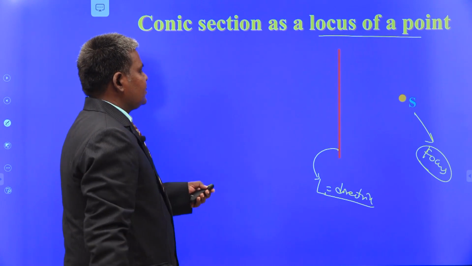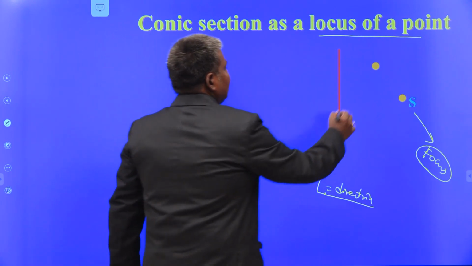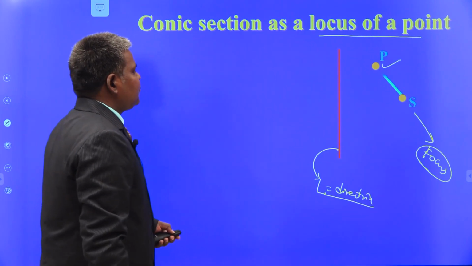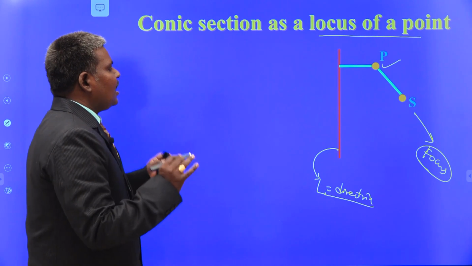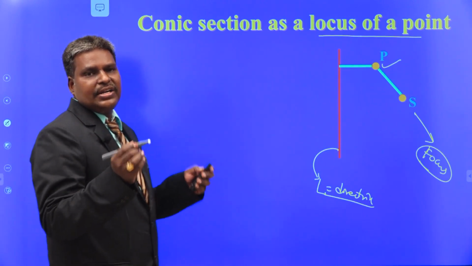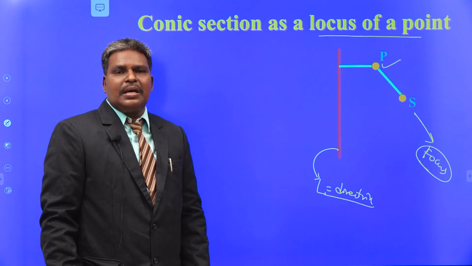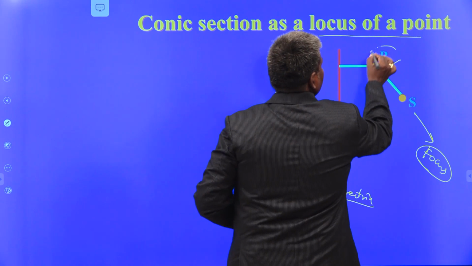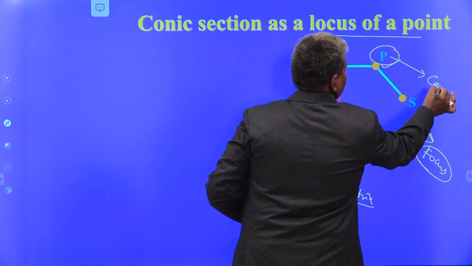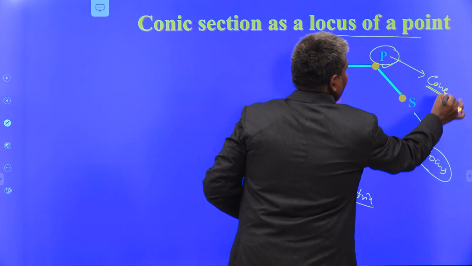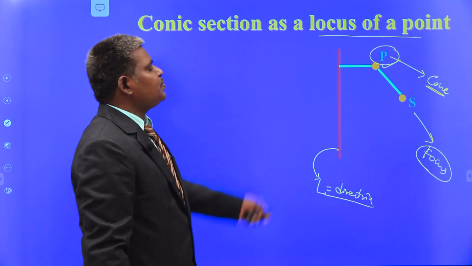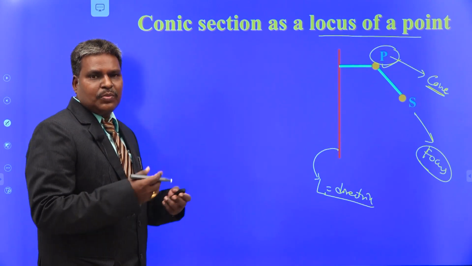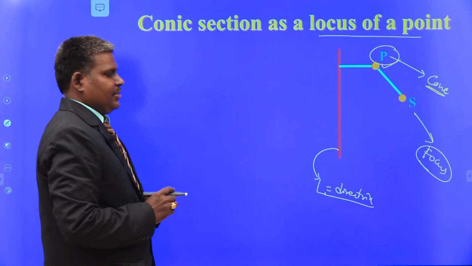Now, I am going to find the locus of the point P in such a way that SP and PM always make a constant ratio. That is, SP by PM is always constant. Then the locus of P is called a conic or conic section. This is the algebraic definition. Already we know how to obtain conic sections from a cone. This is the mathematical definition.